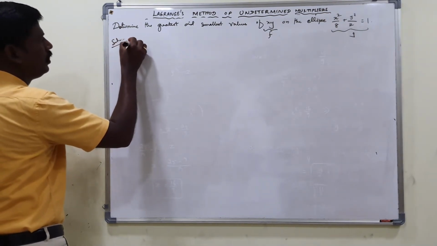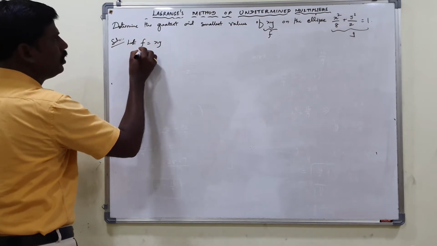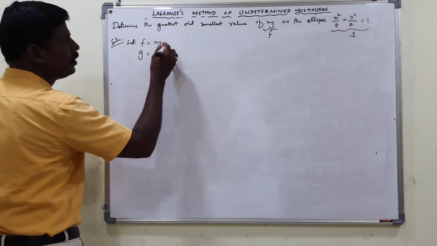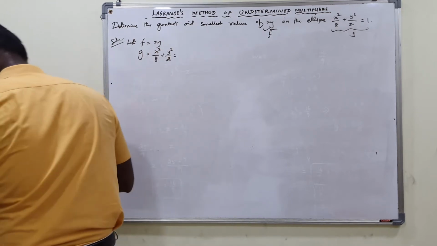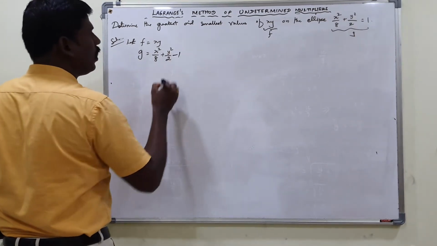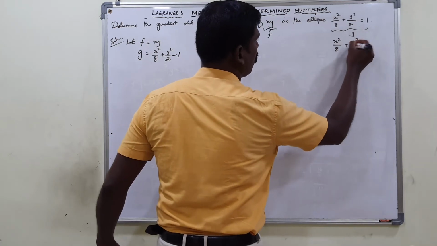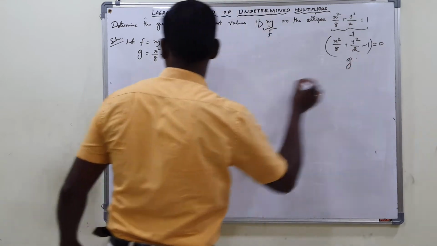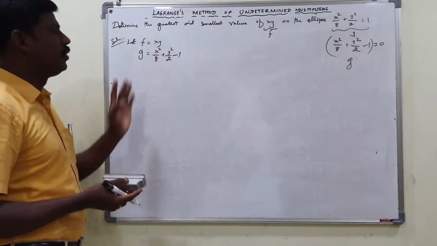So f is equal to xy. G is equal to what? X square by 8 plus y square by 2 minus 1 equal to 0. Take this one into the left hand side: x square by 8 plus y square by 2 minus 1 equal to 0. You have to take this as g. So that's why we take g as x square by 8 plus y square by 2 minus 1.